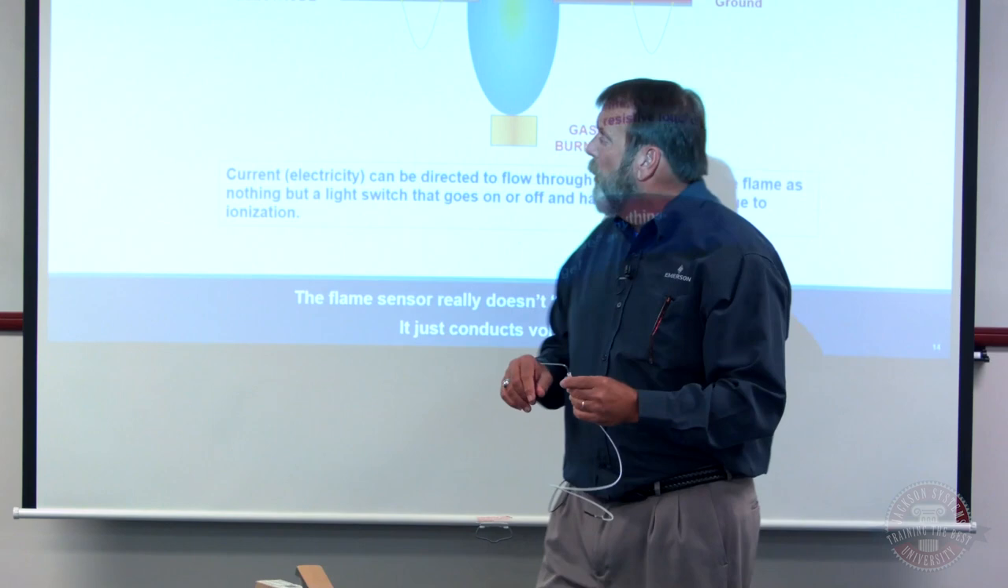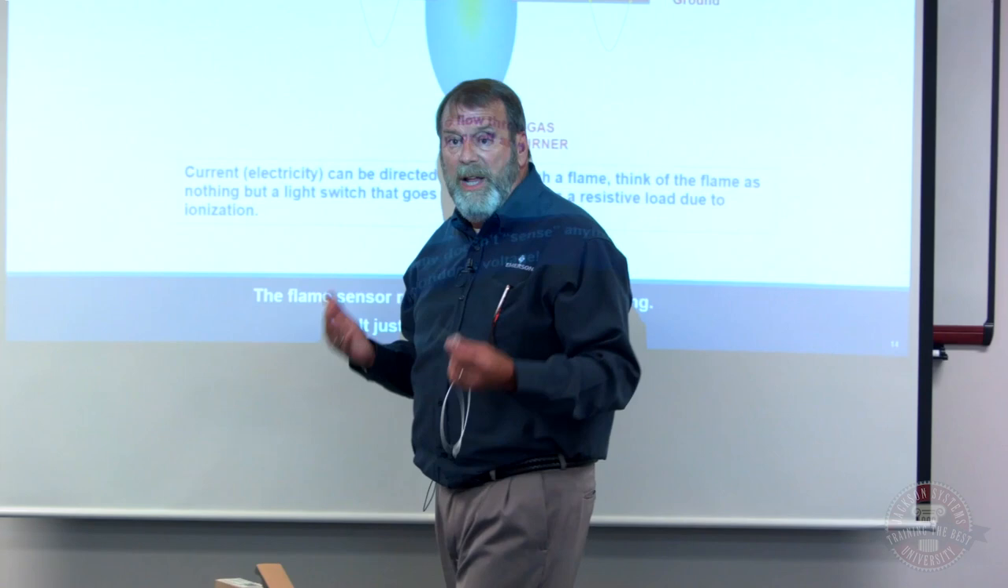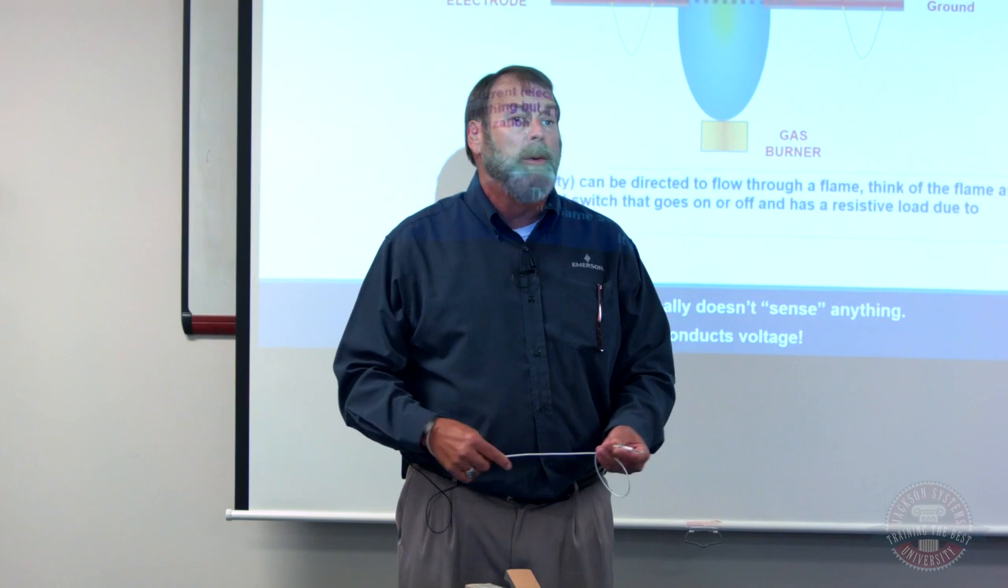And we want to use the flame as a switch. When the flame is present, we want to pass that voltage through the flame, and we want to find ground, because electrons will not flow unless they find a path to ground. There's no ground, they don't flow. They don't flow, you don't get anything working. Make sense?